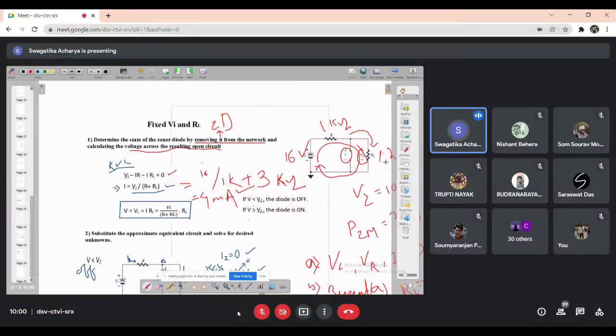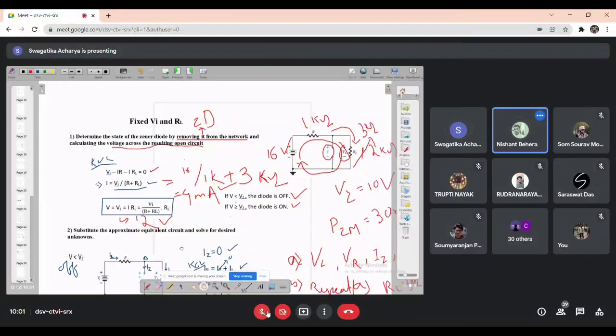RL is now 3 kilo ohm, right? By using this you can find out your VL. VL will be 4 into 3, 12 volt. Now you have to find out the state. If V is less than Vz, then the diode is off. If V is greater than or equal to Vz, the diode is on. Vz is given as 10.